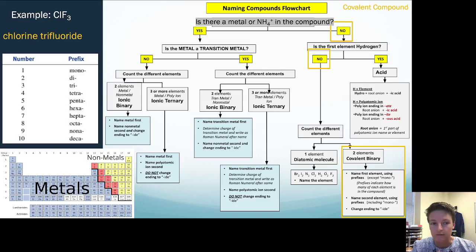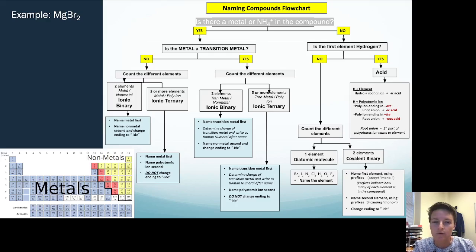So that's what we do if we're dealing with covalent compounds. And if we're dealing with ionic compounds, the naming rules are similar, but a little bit different. In this case, with MgBr2, I see that there is a metal present in the compound. Magnesium is element 12. It's to the left of the periodic table where the metals live. However, magnesium is not a transition metal. And so the type of ionic compound I'm dealing with is an ionic binary compound, where what I'm going to do is name the metal first, and then name the nonmetal second, and again, change that ending to "ide."